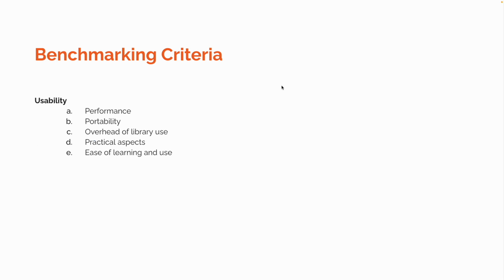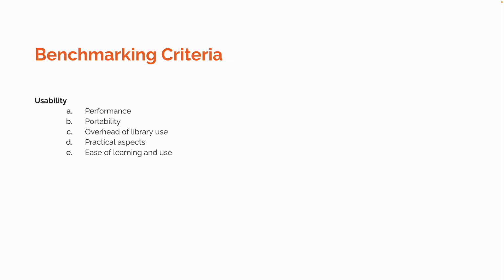Usability. This defines how convenient a library is to use. These are performance, which basically compares runtimes for each functions. Portability, which means how easy it is to port a function between different Haskell compilers. Third is overhead of library use. This measures the additional programming effort required when using a generic library, including automatic generation of structure, representation, and instantiation of generic functions.